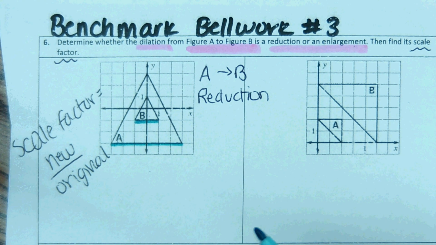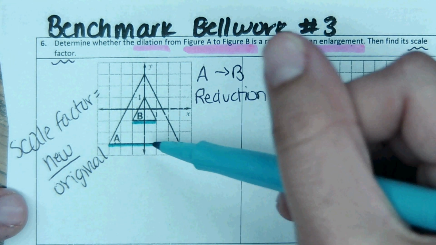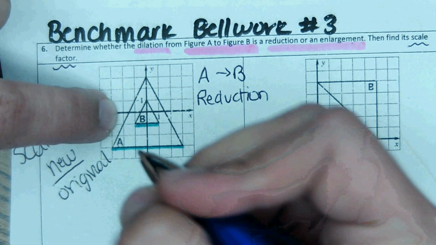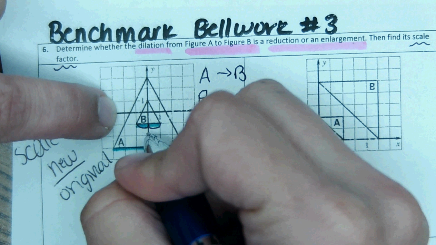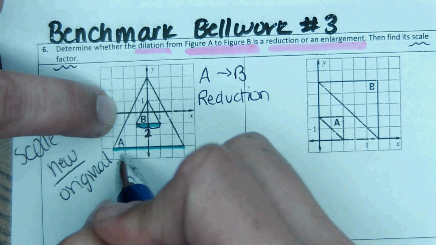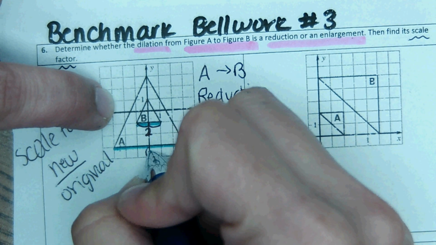You could choose any dimension. You could even choose height of the triangle if you wanted to, but it needs to be a dimension. And I chose this side specifically because I can count the units. So this here is 2 units. Like this length right here is 2 units, and then this length is 1, 2, 3, 4, 5, 6 units long.